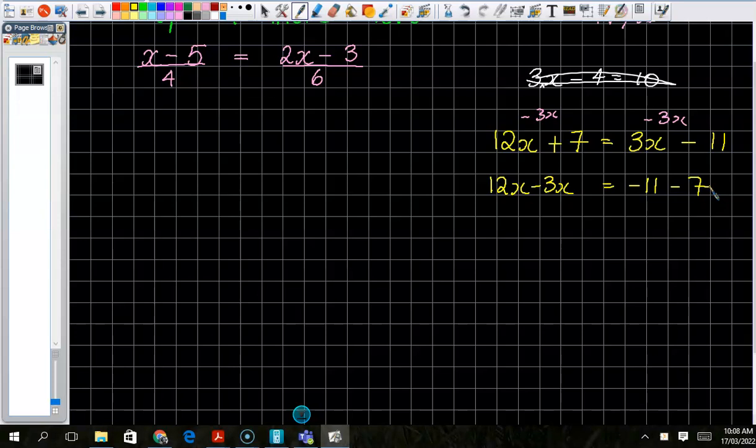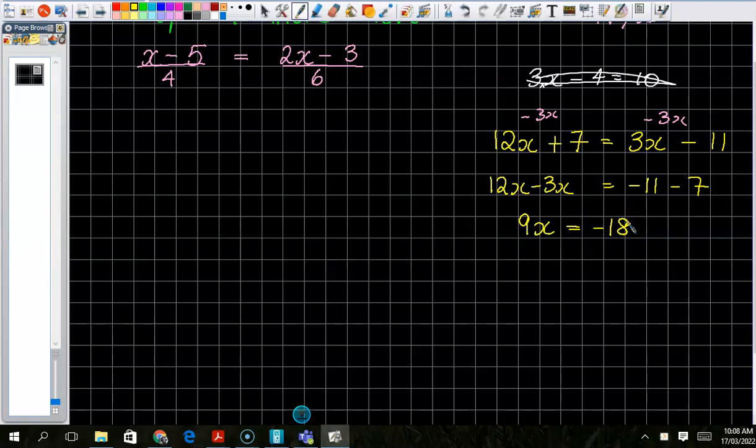So 12, take 3. What have we got left? 9. So it's 9x. This is where you guys are falling down. It's not your algebra, it's your negative numbers. What is minus 11 take 7? Minus 18.